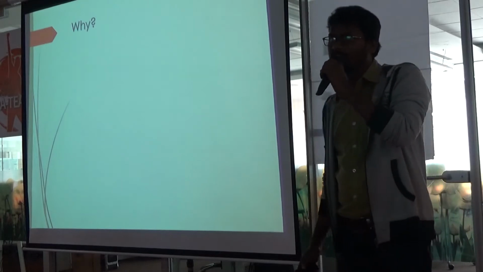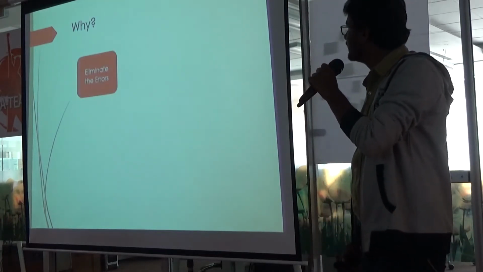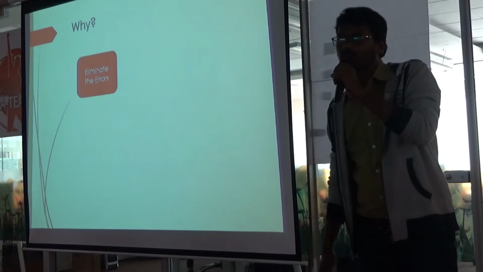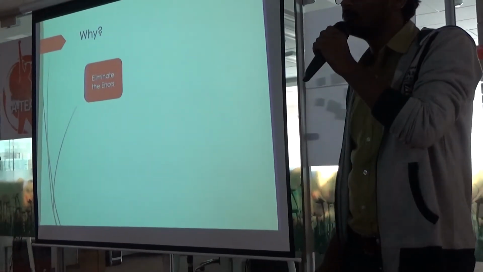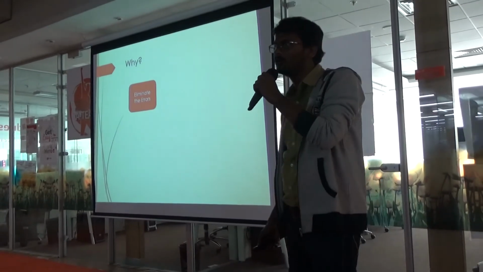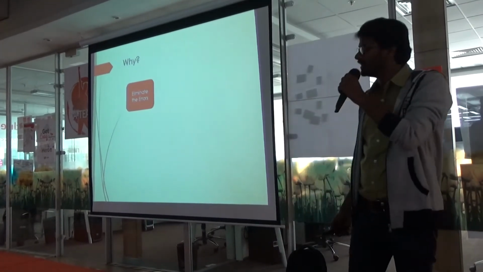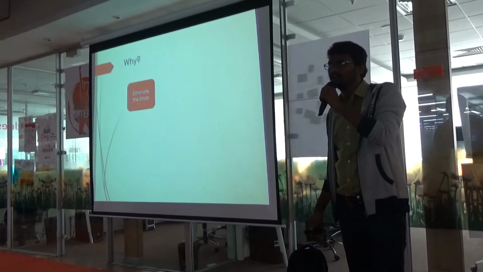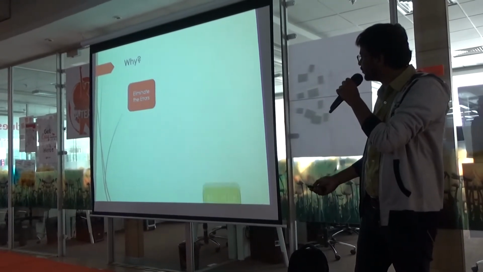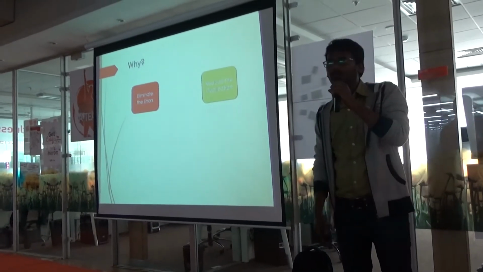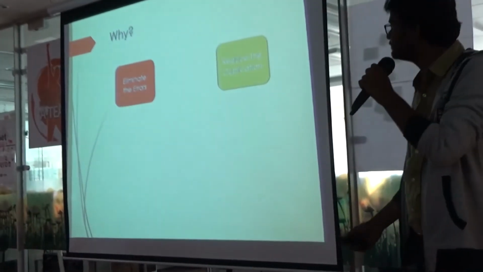Why do we need to optimize the things? The point is to eliminate the errors. If you write more code, definitely we are going to make more mistakes. So we should always write less code and we can eliminate the errors. I will show you in the code; after showing my code you will get to know what I'm going to say.